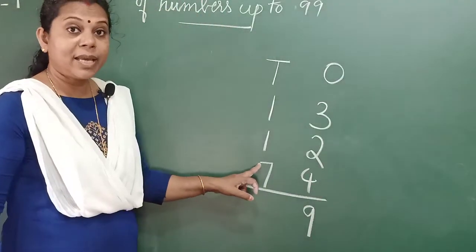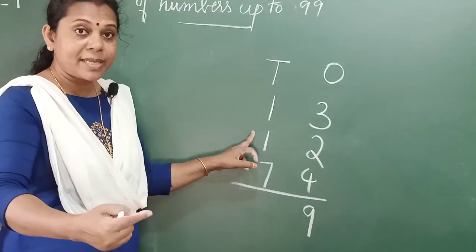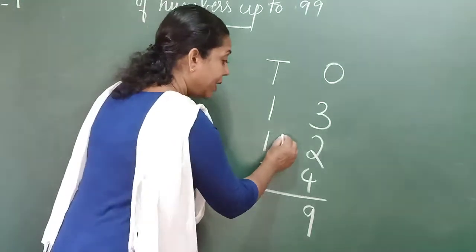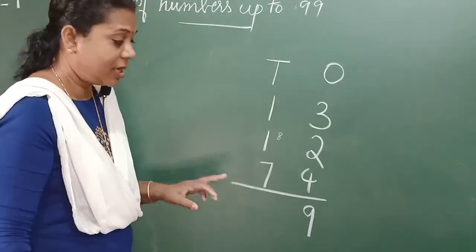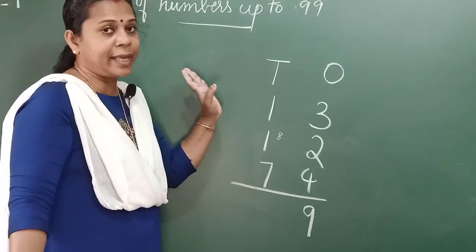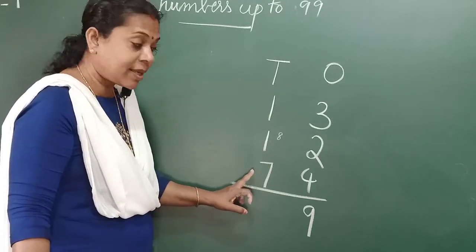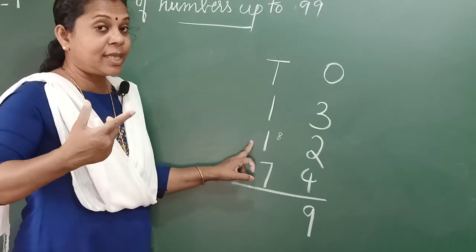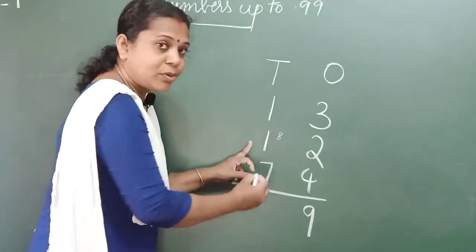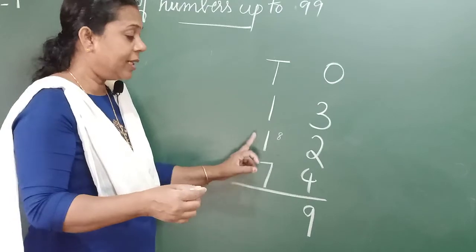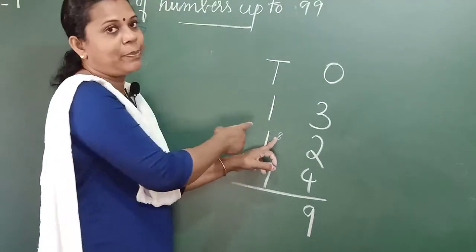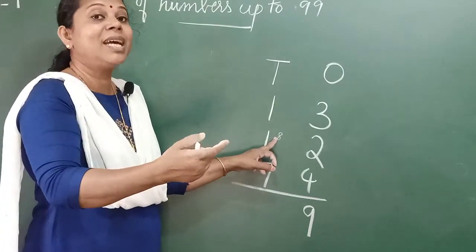We have 7 plus 1, the very next number of 7, that is 8. Then 8 plus 1 is the very next number of 8, that is 9.